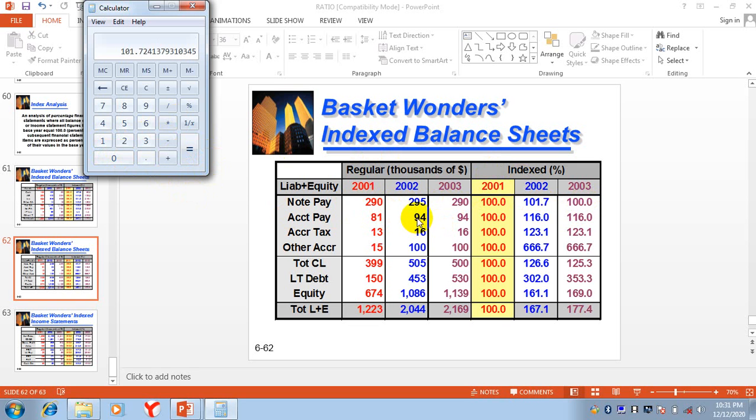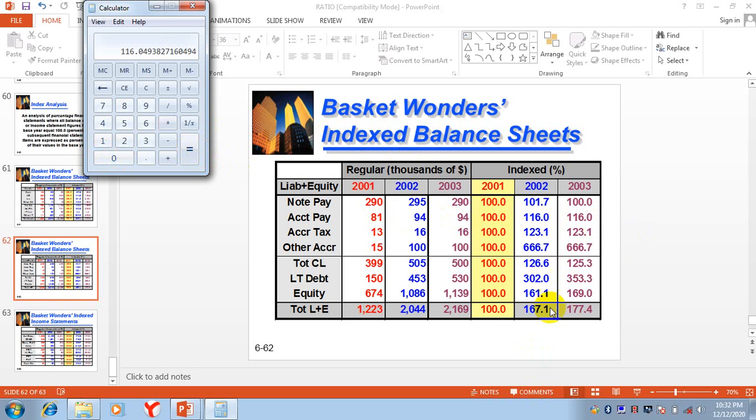Similarly, this is the liability side of the balance sheet. So 94 divided by 81 multiplied by 100, so we got 116. Similarly, this 94 divided by 81, so again it is 116.